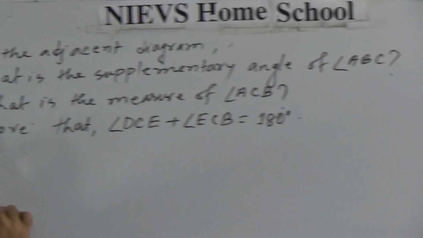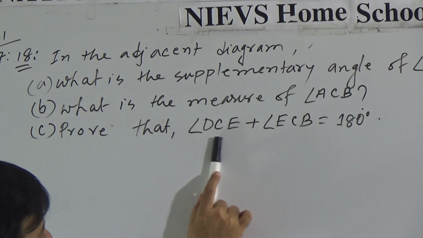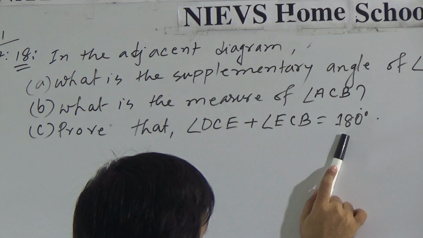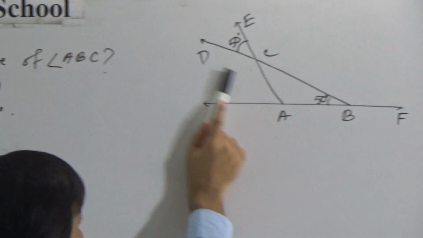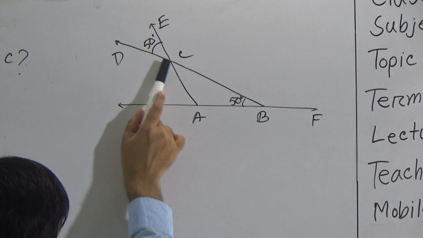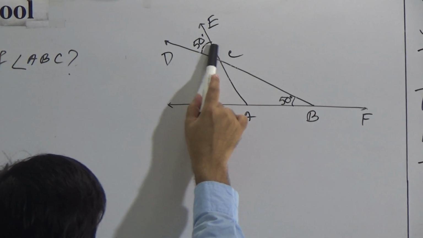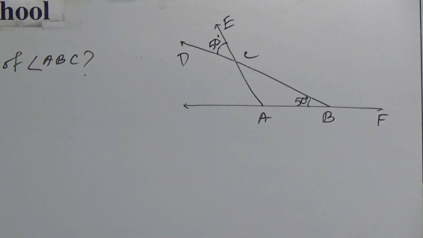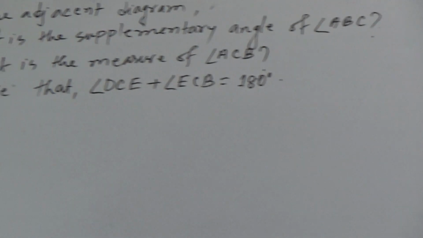Okay dear students, now question C. Prove that angle DCE plus ECB is equal to 180 degree. In the figure, angle DCE plus angle ECB means this angle and this angle. Sum of these two angles is 180 degree. We need to prove this. Okay dear students, let us start the solution.